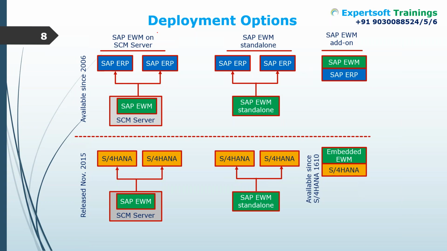Now we'll discuss the deployment option. When I say deployment option, I mean how this EWM is deployed within your architecture or within your landscape. Before S4HANA was introduced, the EWM was on the SCM system. If you want to utilize EWM, you have to take SCM licenses, and clients who are already on the SCM system and have procured the licenses for SCM can directly integrate their mainframe ERP system.